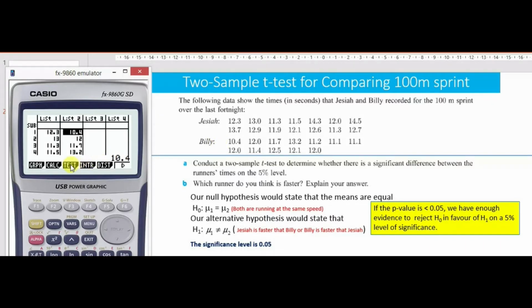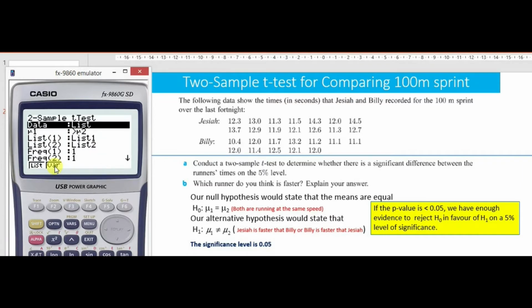After that, I go to the test, select T, we are doing the T test. We are doing the two-sample T test, so I'm saying 2S. And I'll explain what are the parameters that need to be changed. The data is in the list, so we select list. If it was not in a list, then you select variable.